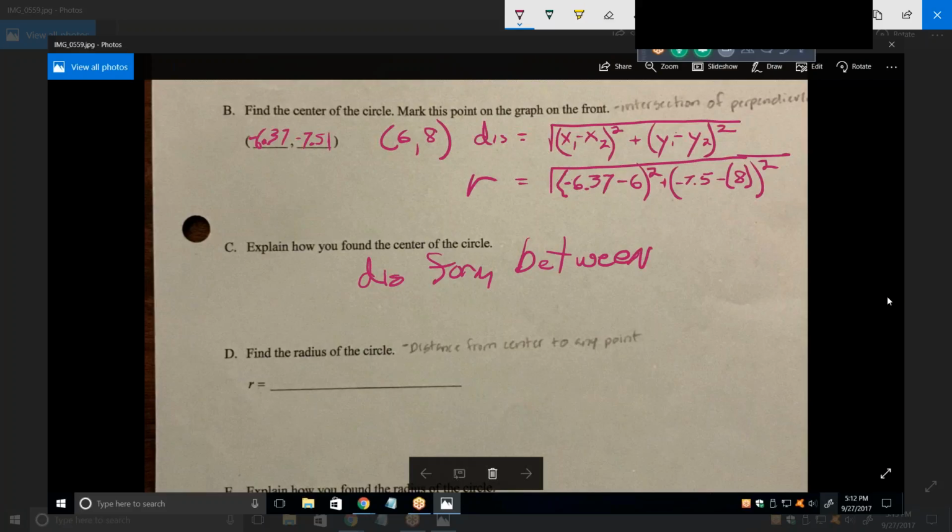Well, it's the distance formula between the center and one of the points that you made up, the points on the circumference.